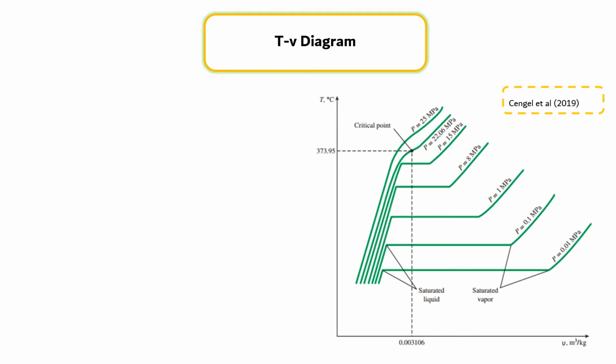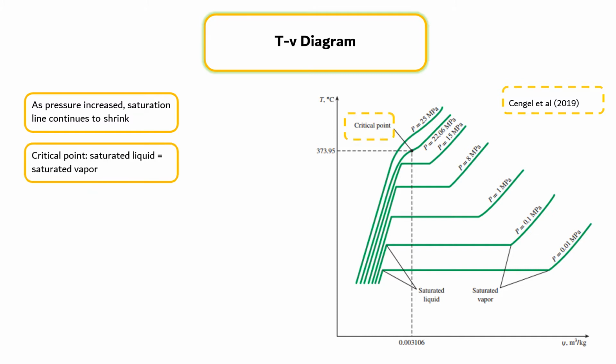The figure on the right shows a TV diagram of constant pressure phase change processes of a pure substance at various pressures. Let's consider the case of boiling water as discussed in the previous segment. As the pressure is increased, the saturation line continues to shrink, and it becomes a point when the pressure reaches 22.06 MPa for the case of water. This point is called the critical point, and it is defined as the point at which the saturated liquid and saturated vapor states are identical.